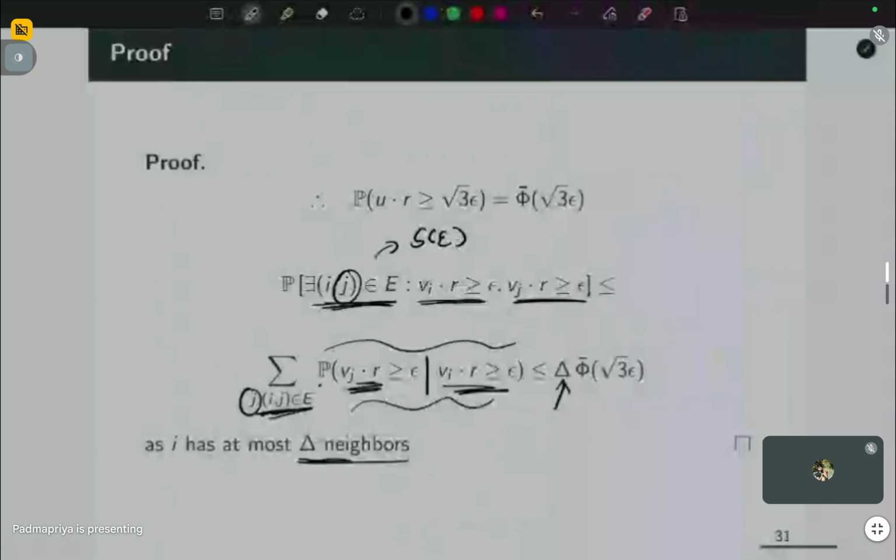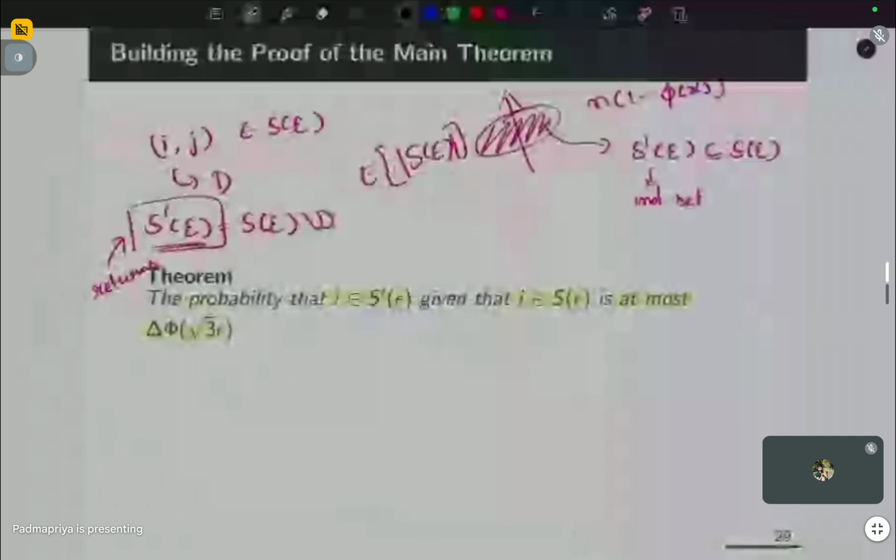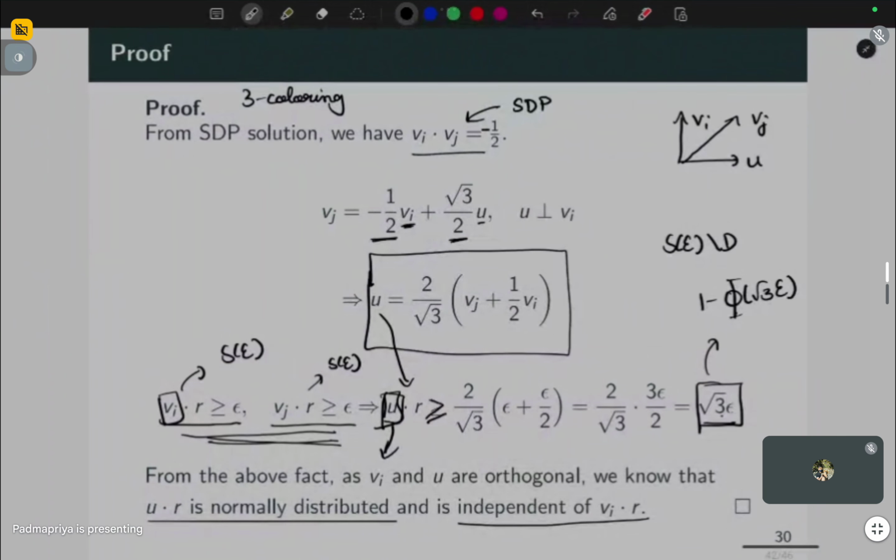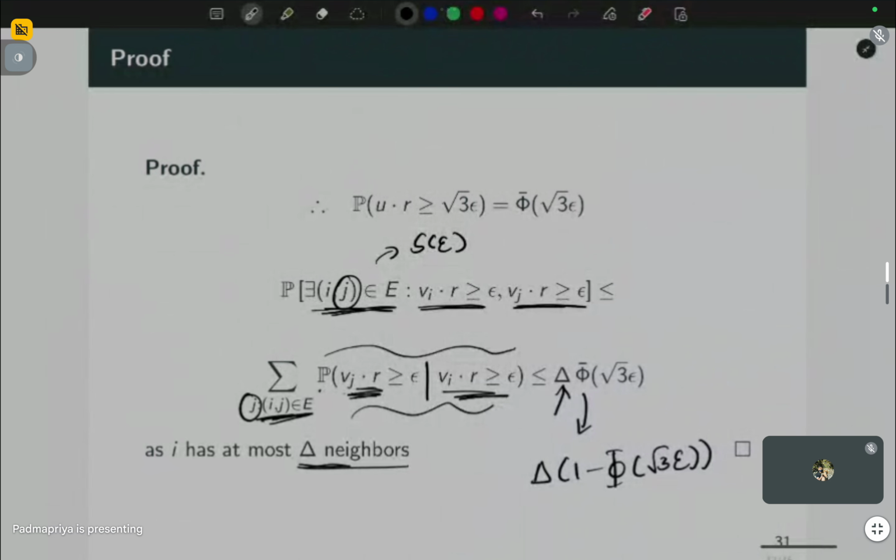So 1 minus phi I am representing as phi prime, or we can just say delta times 1 minus phi of root 3 epsilon. So that is what we needed. This is also phi prime. So we have proved this statement.